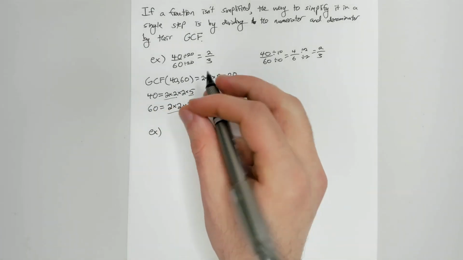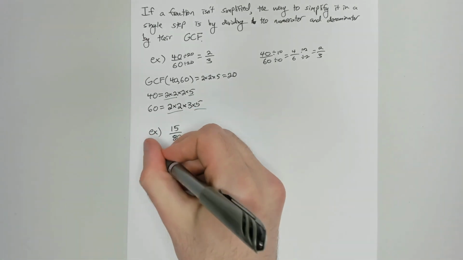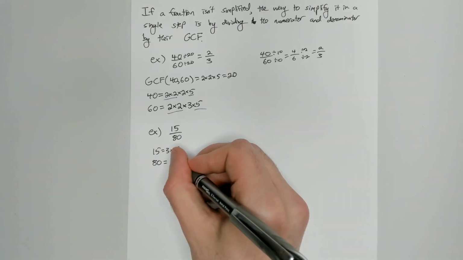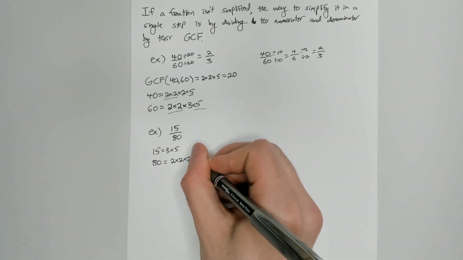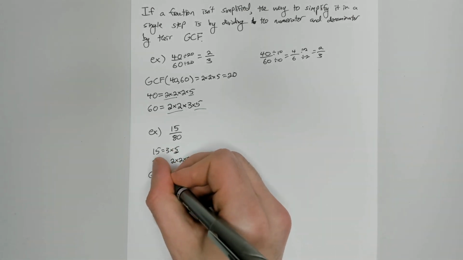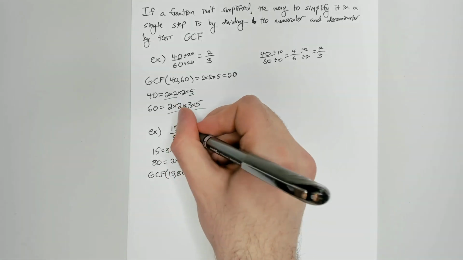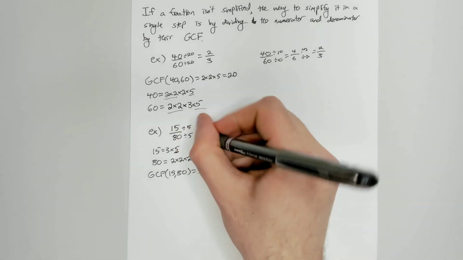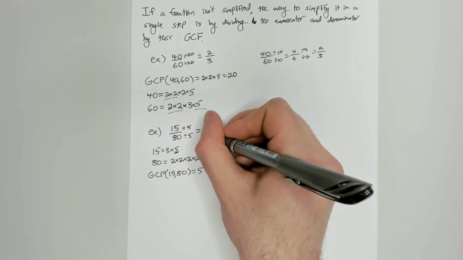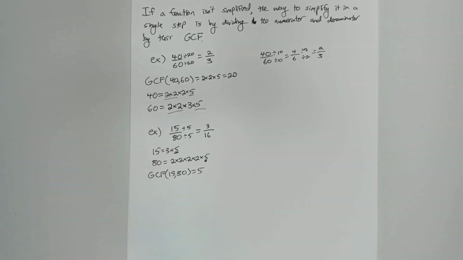So let's try another one. Let's go with 15 out of 80. All right, so 15, that is 3 times 5. 80, that is 2 times 2 times 2 times 2 times 5. So the greatest common factor is just these 5s. So they have a pretty small greatest common factor, so we'll be able to divide the numerator and denominator only by 5 each. So then 15 divided by 5 is 3. 80 divided by 5, that's going to be 16. So we get 3/16 is the more simplified version of 15/80.